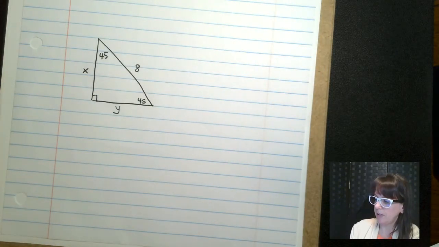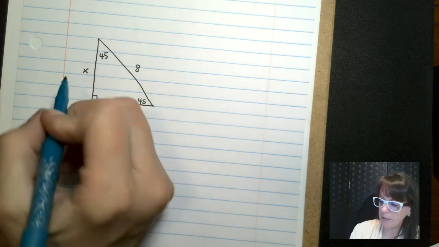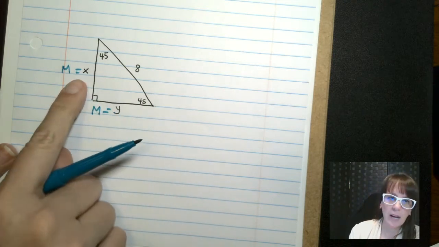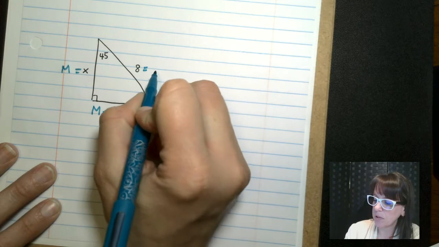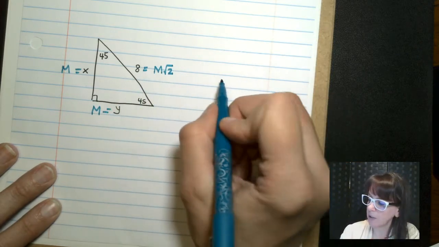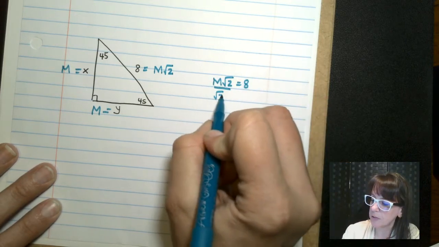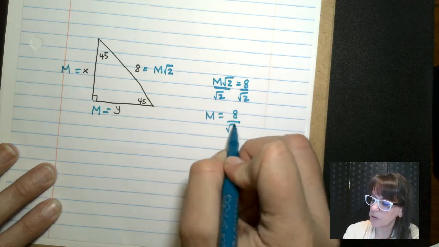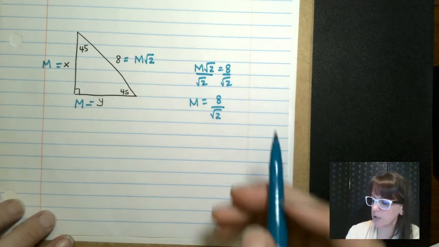Okay, so let's look at this one. On these, remember our legs on our 45 are just equal to m. So once I find out what x or y is, then the other one is the same thing. This one equals m root 2. So we've got to do some simplifying here. We have m root 2 equals 8. Divide by root 2, divide by root 2. I get m equals 8 over root 2. But again, we're never allowed to have a radical in the denominator, so we have to rationalize.